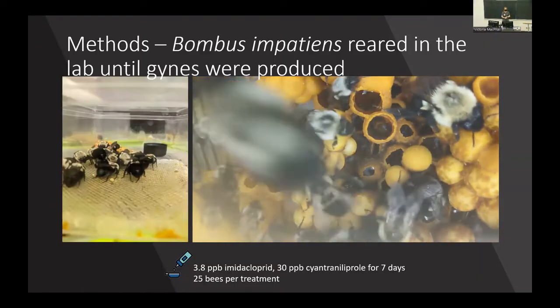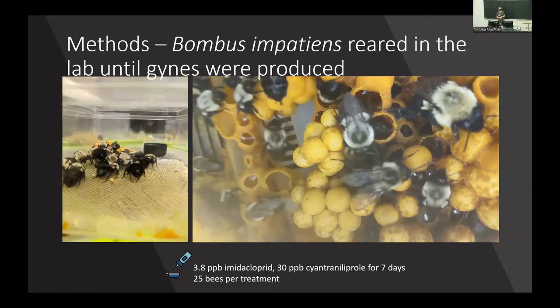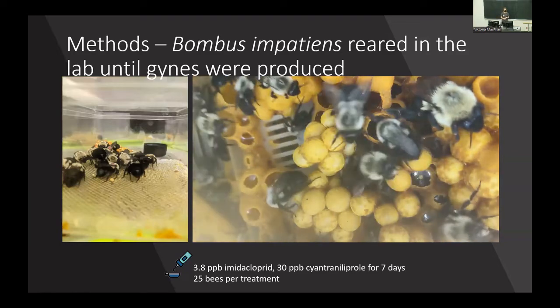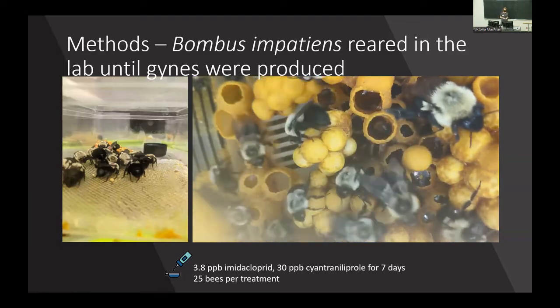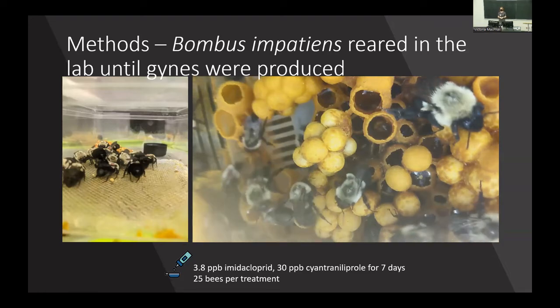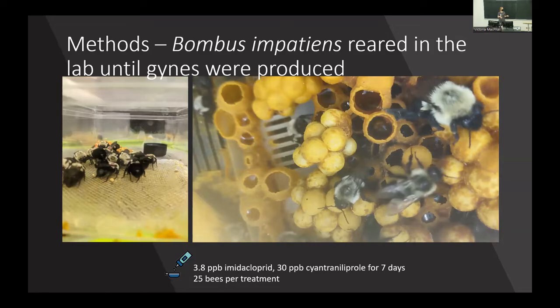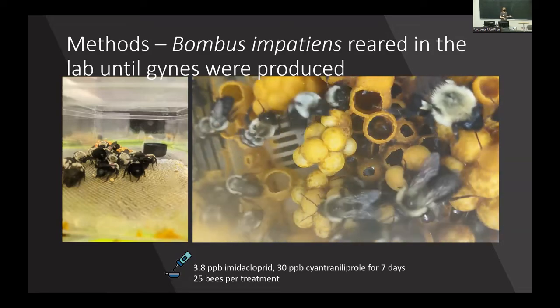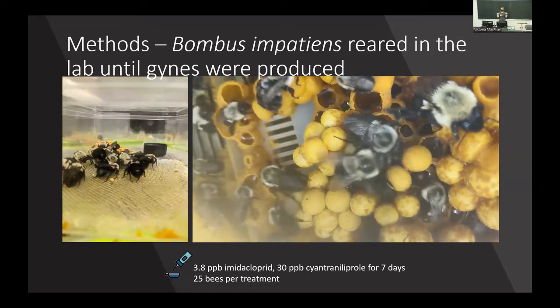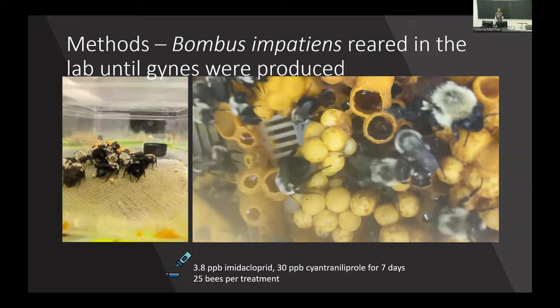So our methods, we had Bombus impatiens queens, colonies that we raised in the lab until we got the gynes. We plucked the gynes out of the BioBest boxes, and we dosed them with field-realistic concentrations of cyantraniliprole or imidacloprid. We got these field-realistic doses from the PMRA's documents themselves of what honeybees were bringing back to the hive in their nectar.